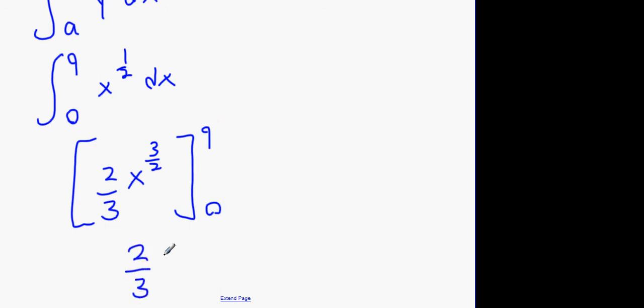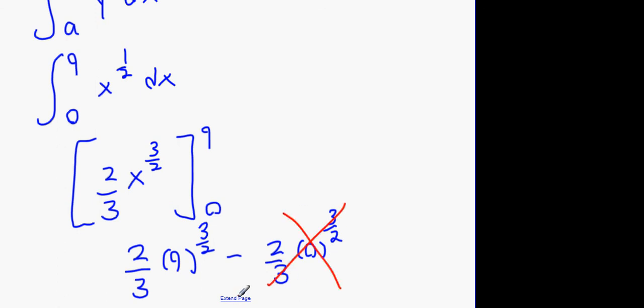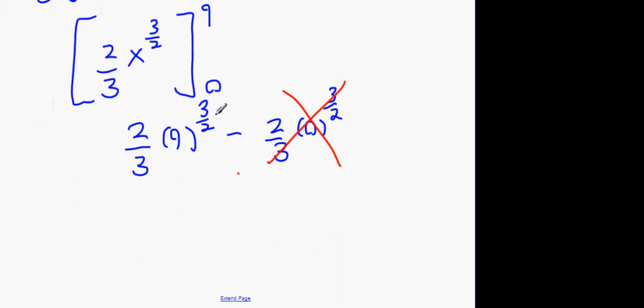So it's going to be 2 over 3, 9 to the power of 3 over 2, minus 2 over 3, 0 to the power of 3 over 2. We don't have to worry about the second one because it's definitely 0. Anybody know the answer to this for me, please, using the calculator? 18. 18 it is. Is that the answer to the back, Gavin? 18. Right on my watch. Okay.